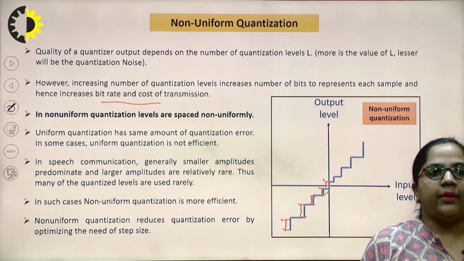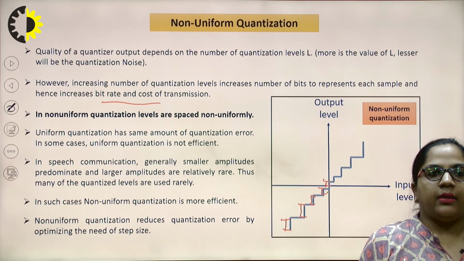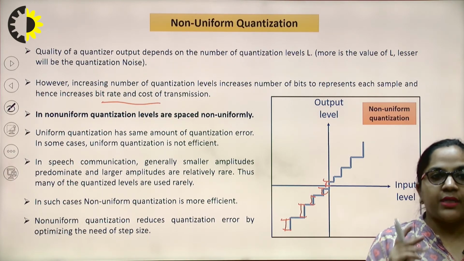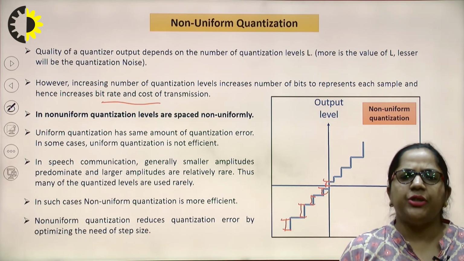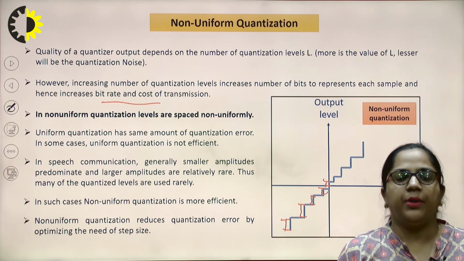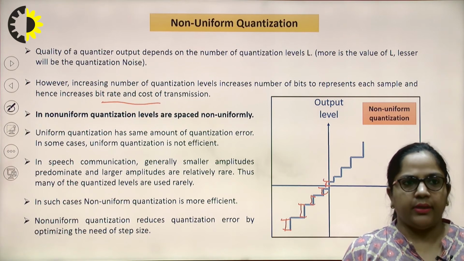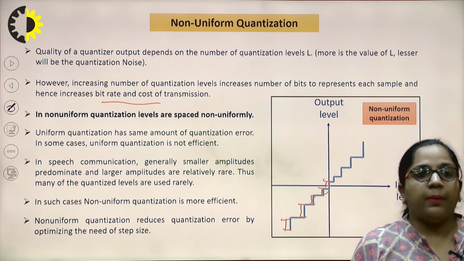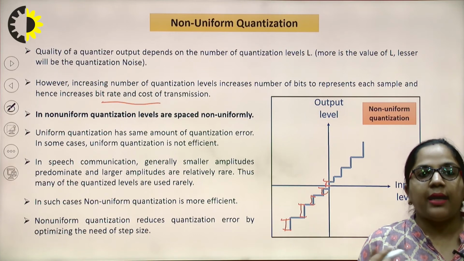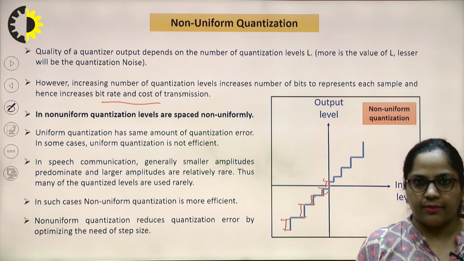Secondly, in uniform quantization, we will have the same amount of quantization error. In some cases, uniform quantization is not efficient. For example, in voice signals or in speech communication, generally the smaller amplitudes predominate and larger amplitudes are relatively rare.